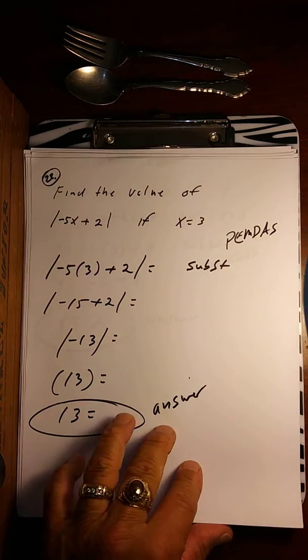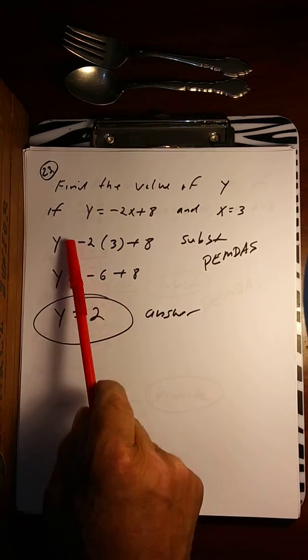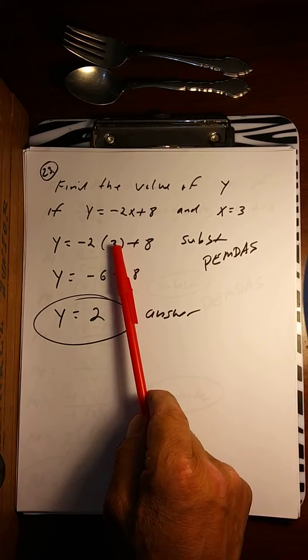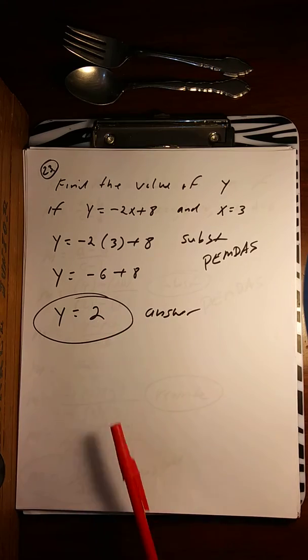Find the value of y if y equals negative 2x plus 8 and x is 3. Put 3 in there, substitute it in there. Negative 2 times 3 is negative 6, and negative 6 and a positive 8 is a positive 2.